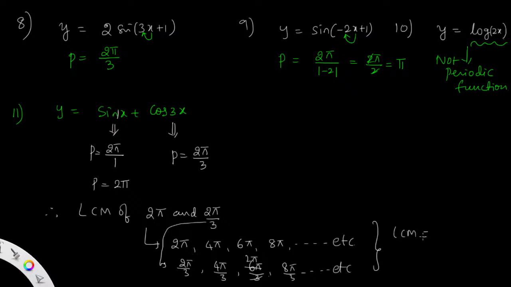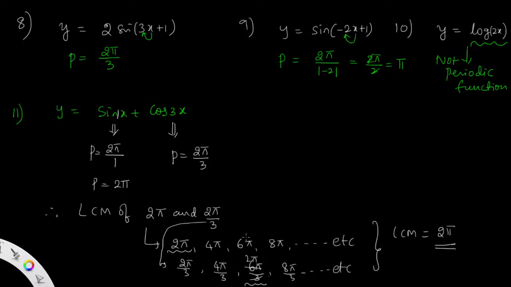The LCM is 2 pi, which is the least common. Here 2 pi is the least, and in the other series you get 2 pi by 3. Afterwards you can also get 4 pi as a common multiple, but take the least one. So the least common multiple is 2 pi, and the periodicity of the function is 2 pi.